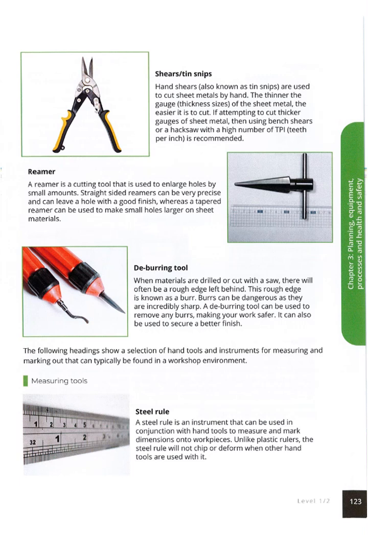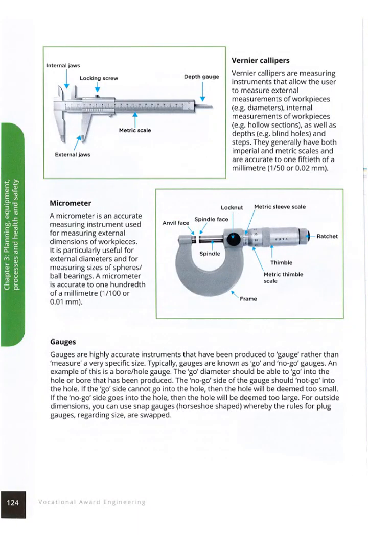Measuring tools, steel rule. I'm not going to talk too much about that because we already know everything about steel rules. What we also have is vernier calipers. Now, vernier calipers are measuring instruments that allow the user to measure external measurement of workpieces, so diameters, for example. It will also give you internal measurement of workpieces, so hollow sections. So it will do the inside of a hole and the outside of a hole.